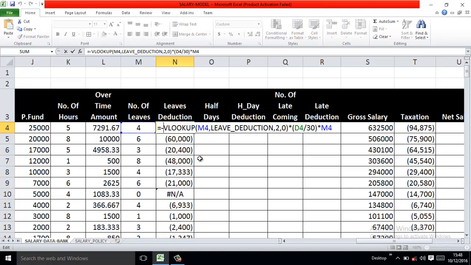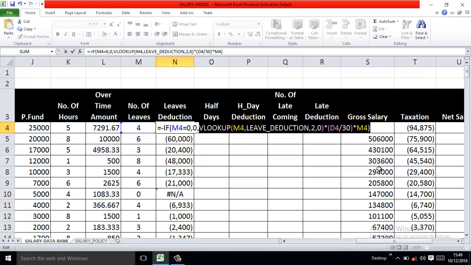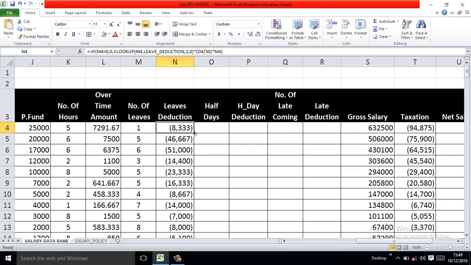So I have to apply over here a check, and that is if this number of leaves is equal to 0, then the result is 0, else this result, right? So if I explain, this is my condition where M4, that's my number of leaves, is equal to 0, then in the true parameter I'm calling 0, while in the false parameter I'm calling this formula which we saw just earlier.